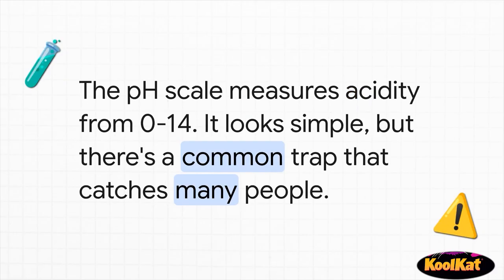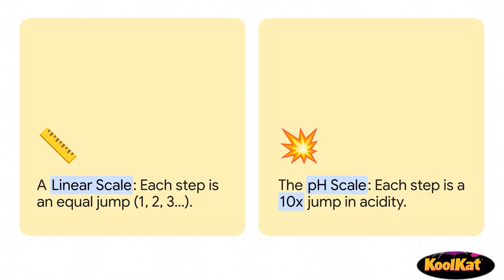Now, of course, not all the data you see on the GED is going to come in a nice, neat graph. Sometimes it's presented as a scale, like the pH scale. And on the surface, this just looks like a simple little number line that measures how acidic or basic something is. But there is a very common trap here that catches a lot of people. And here is the absolute key thing you have to remember. The pH scale isn't linear. Is going from 1 to 2 the same as going from 2 to 3?